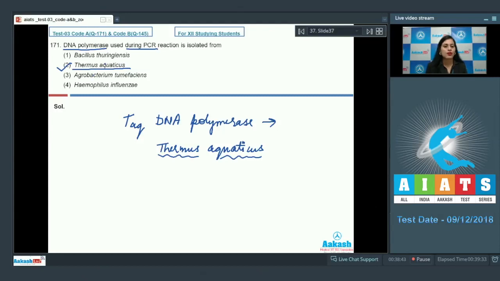Let's discuss other options also. Very first option given is Bacillus thuringiensis. And this is a bacteria from which Bt toxin has been isolated. So this is an incorrect option. The third option given is Agrobacterium tumefaciens. It is a bacteria which naturally infects the dicot plant, from which Ti plasmid has been isolated and gets modified to form disarmed Ti plasmid, which is used now as a cloning vector. So this cannot be a correct answer. The last option is Haemophilus influenzae, and this is also an incorrect option. So the correct answer for this question is option number 2. Let's proceed to the next question.